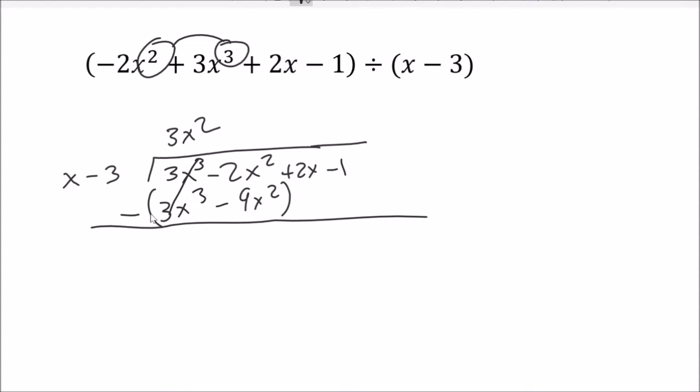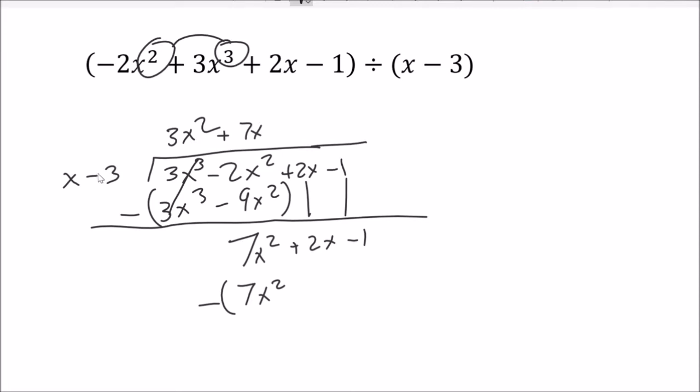Canceling. Negative 2 minus negative 9 would be 7, so 7x squared. How do you get a 7x squared up here? You're going to make a 7x, because then 7x times x is 7x squared. And look at that, I've gotten a little bit lazy. I probably need to pull these down. So plus 2x minus 1.